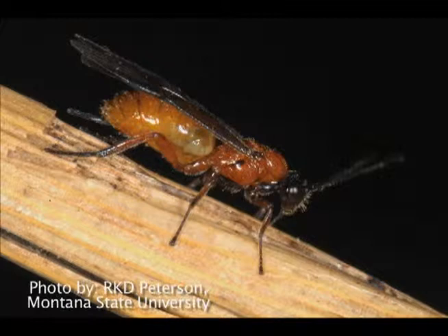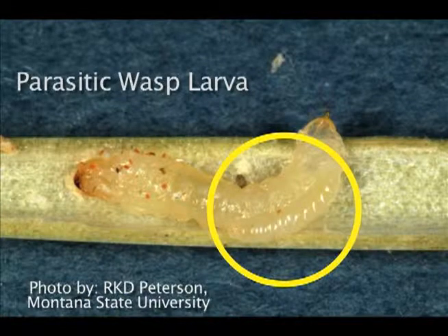Bracon cephi females are able to sense sawfly larvae feeding in the stem, and the females lay their eggs in the wheat stem near the sawfly larvae. Once the parasitic wasp larvae emerge, they begin feeding on the sawfly larvae and will kill them.